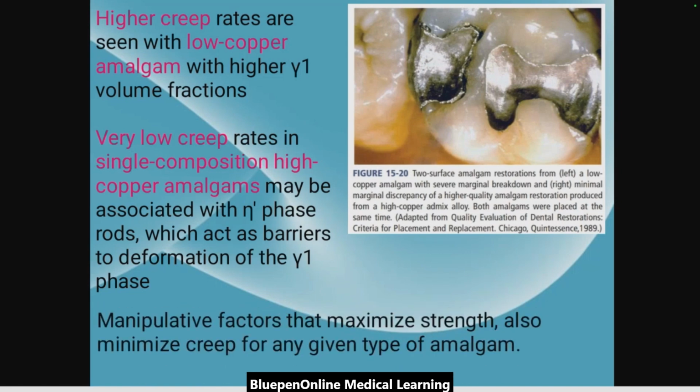The manipulative factors that maximize strength also minimize creep for any given type of amalgam. So if we are using proper alloy mercury ratio, high copper alloys, proper condensation pressure, and proper trituration is done, then there will be more strength to the restoration and less creep.